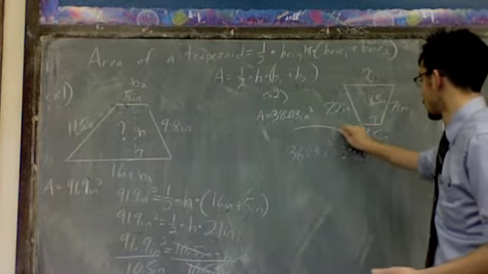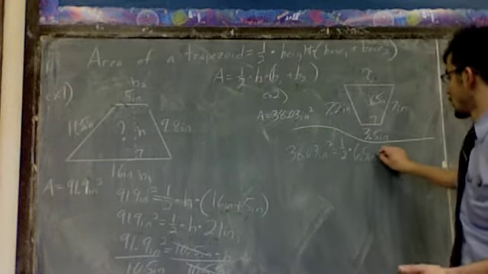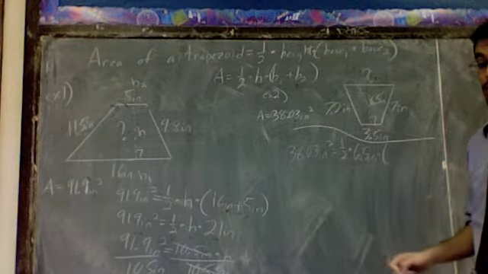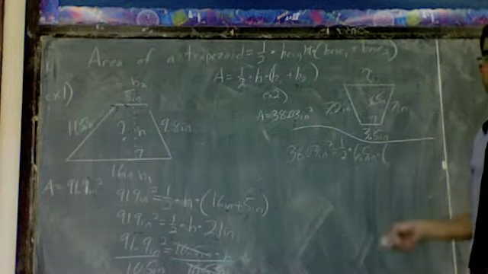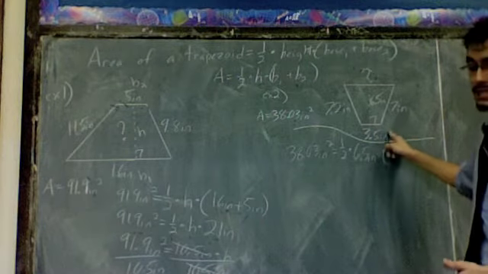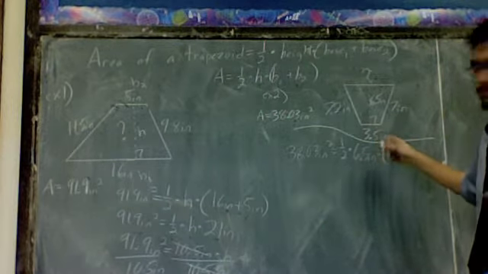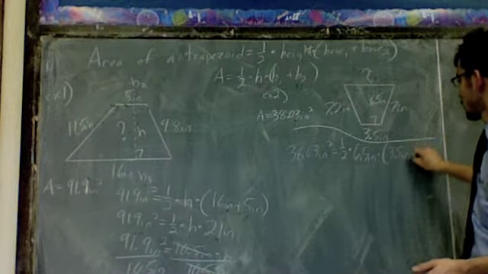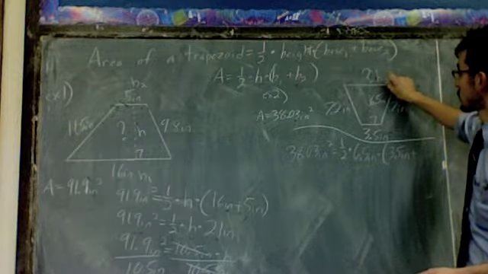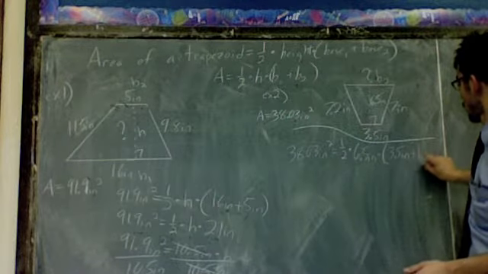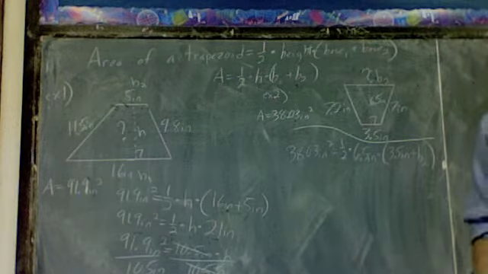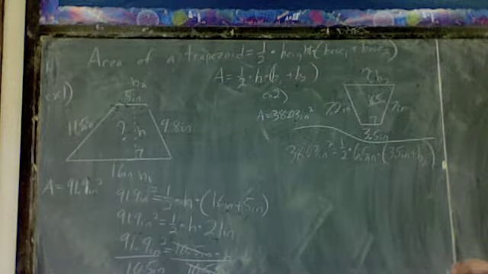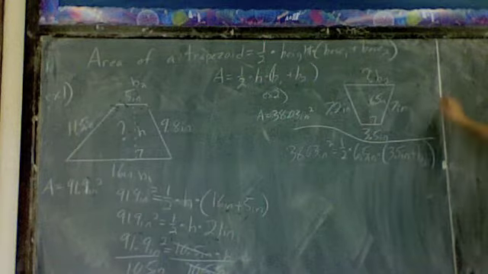Let me put a line here so you don't get confused. Times parenthesis, base 1 plus base 2. I don't care which one you say is base 1. You can say this is base 1 or you can say this is base 2. I usually write it first. That's 3.5 inches plus, I don't know this one, I'm going to call it base 2. And I'm going to end my parenthesis. Okay? This is what I'm going to solve. I'm going to get this alone. Let's see how I can do that.